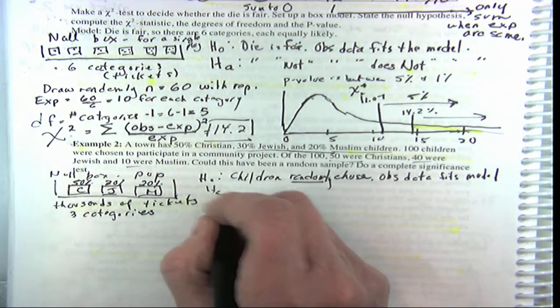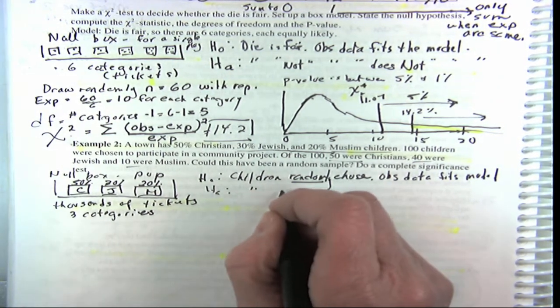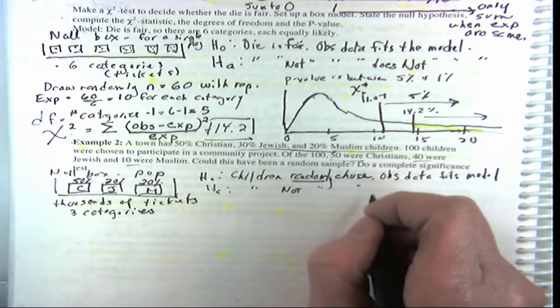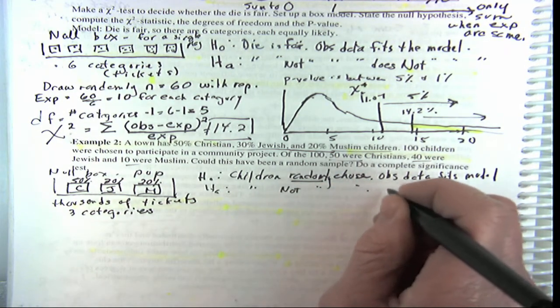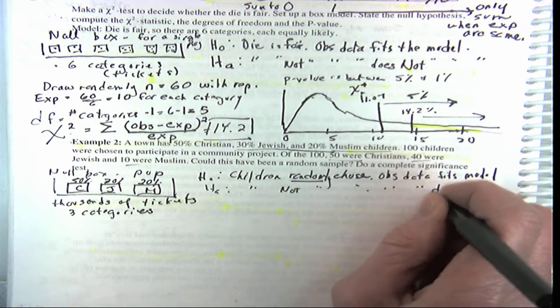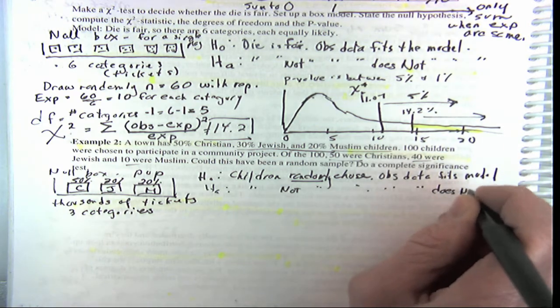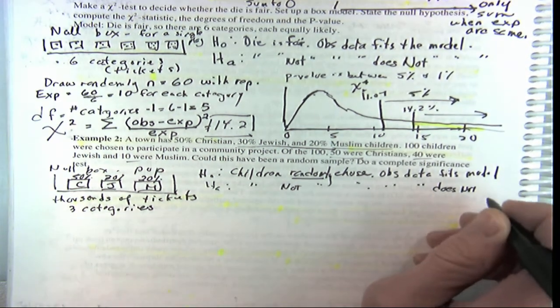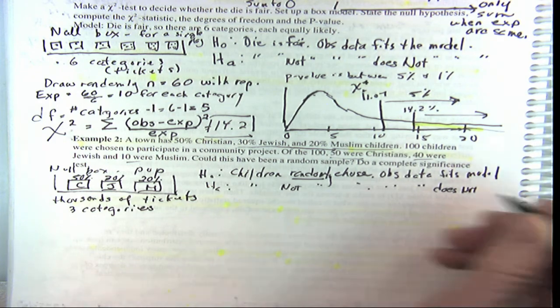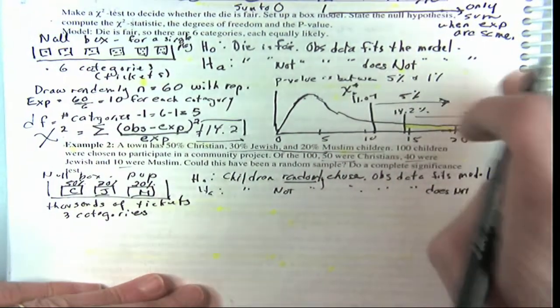And then the alternative is that the children were not randomly chosen, and we're going to show that the observed data does not fit the model. It's going to be too far out on the tail. It's going to be too extreme. That's what we showed before. We have to reject the null here.